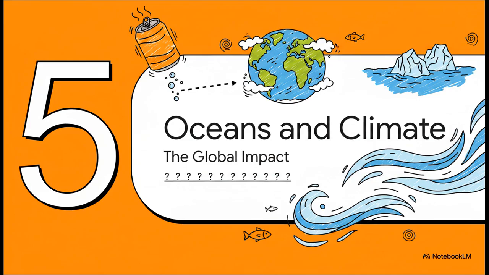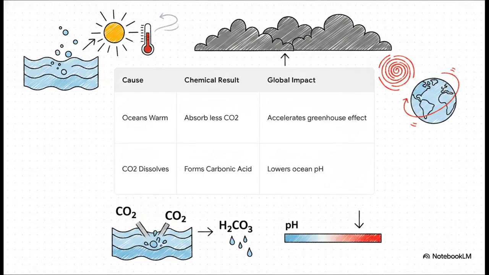Let's move on and see how this builds. Part 5, Oceans and Climate Change. Because gases become less soluble as water warms up, our rising global temperatures are creating this devastating, vicious cycle in our oceans. As the oceans warm, their capacity to hold dissolved gas drops. Therefore, they absorb way less carbon dioxide from the atmosphere. This leaves more CO2 trapped in the air, which directly accelerates the greenhouse effect, making the whole planet even warmer.